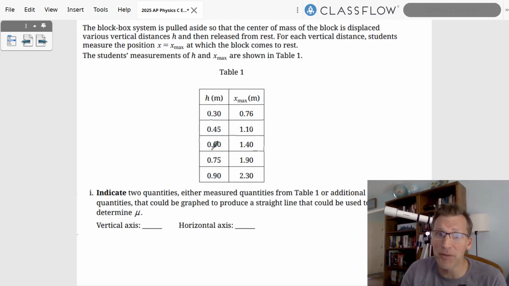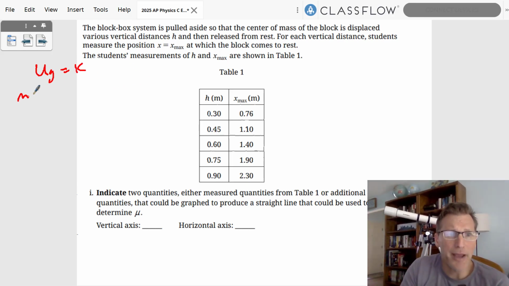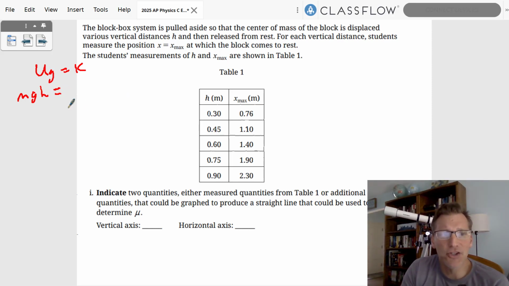They did a similar experiment with the maximum heights, the input, the independent variable, but they didn't measure the velocity. They measured the x max that it would come to rest. So again, I always like to go to the equations to figure out what's going on. We have our mass times gravity times height, and this becomes maximum kinetic energy when it's at the lowest point, but then it goes into the work of friction. This is the work energy theorem right here.